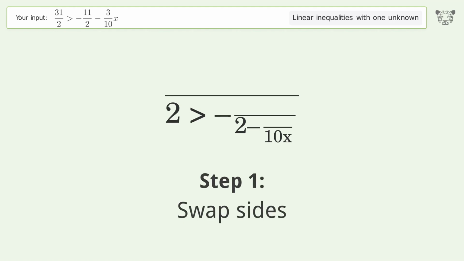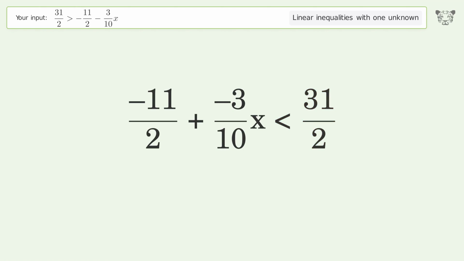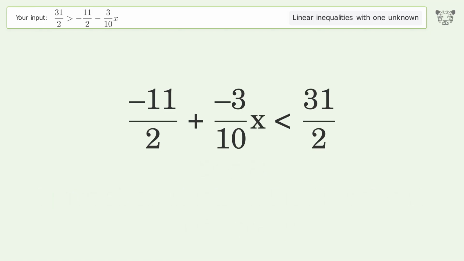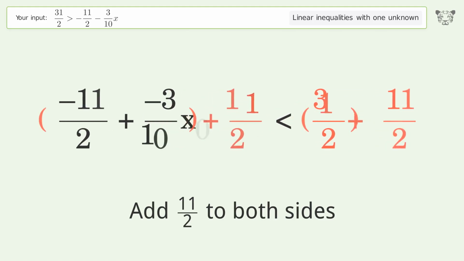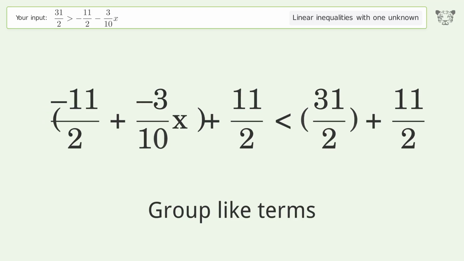Swap sides. Group all constants on the right side of the inequality. Add 11/2 to both sides. Group like terms.